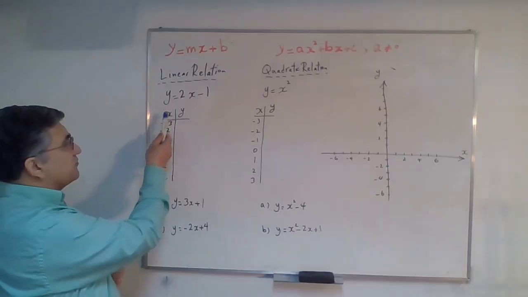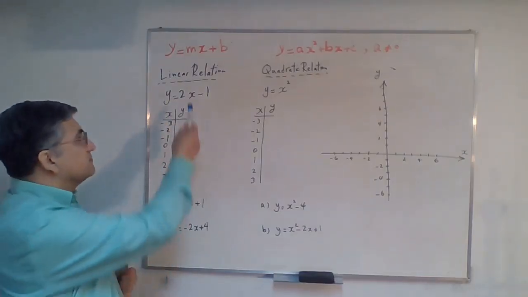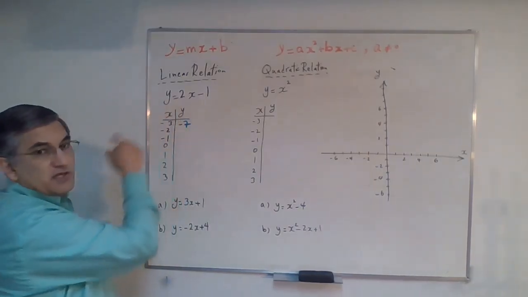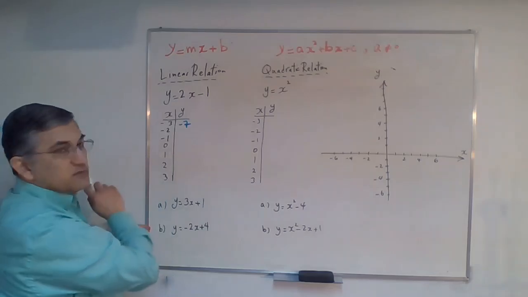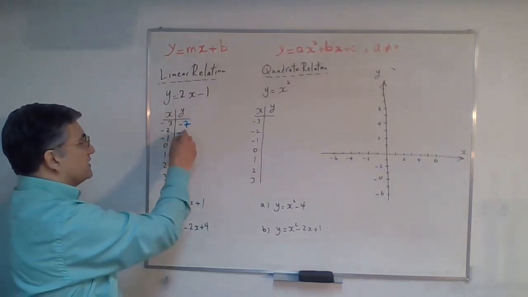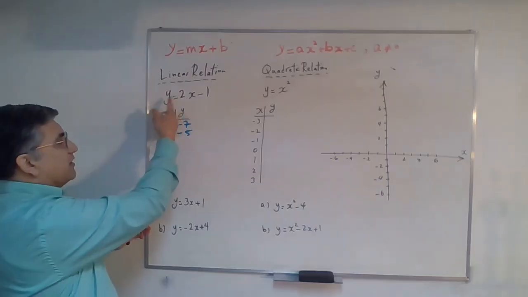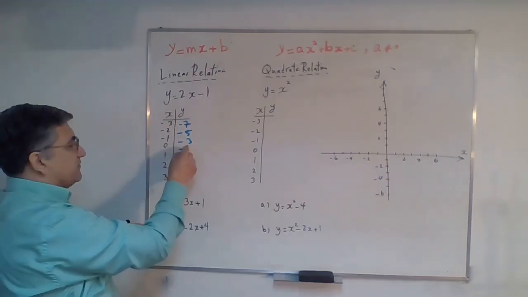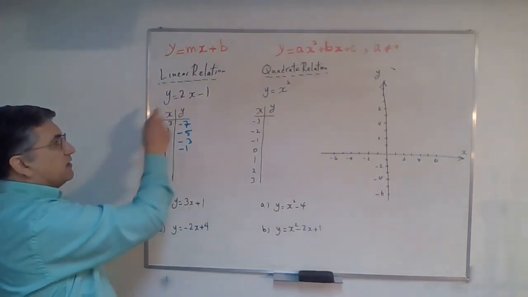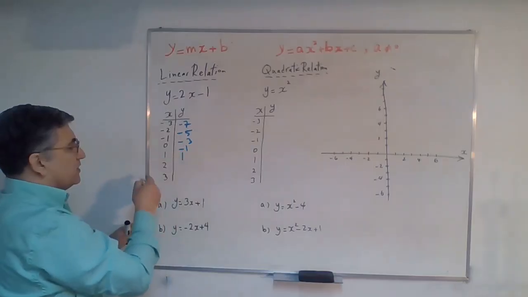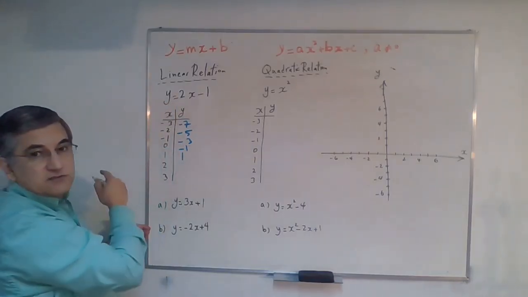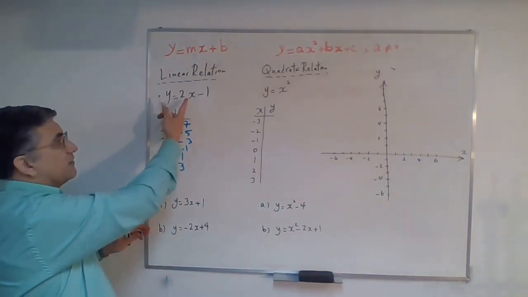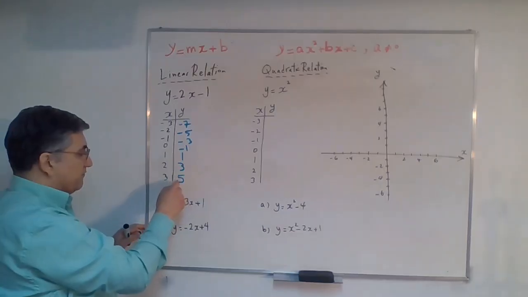So if x is negative 3, 2 times negative 3 is negative 6, minus 1, it's going to be negative 7. And negative 2, if I plug in negative 2 for x, 2 times negative 2 is negative 4, minus 1, that's a negative 5. Plug in negative 1, you end up with negative 3. If x is 0, y is negative 1. If x is 1, y would be 2 minus 1, which is 1. If x is 2, 2 times 2, 4, minus 1, that's a 3. And if x is 3, 3 times 2, 6 minus 1, it's going to be 5.